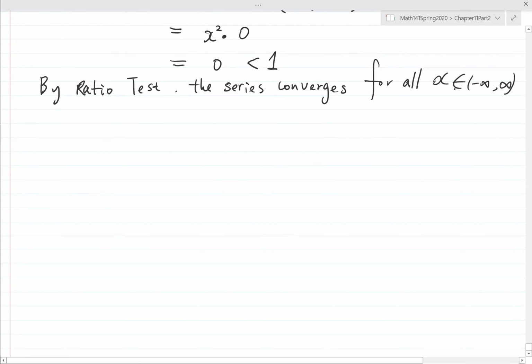Representations of functions as power series.